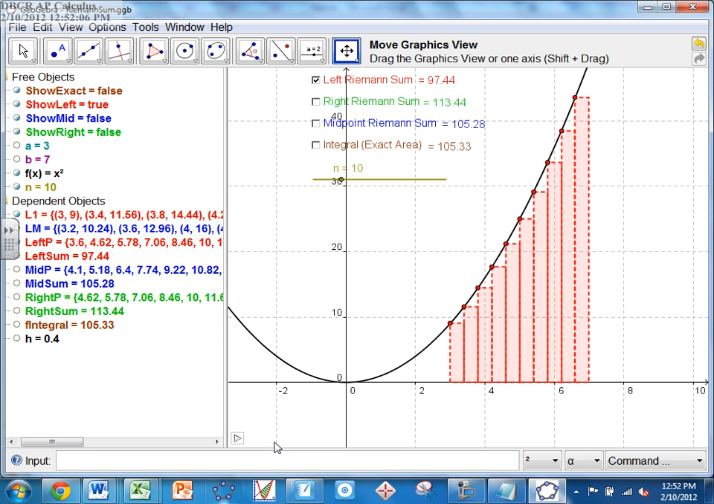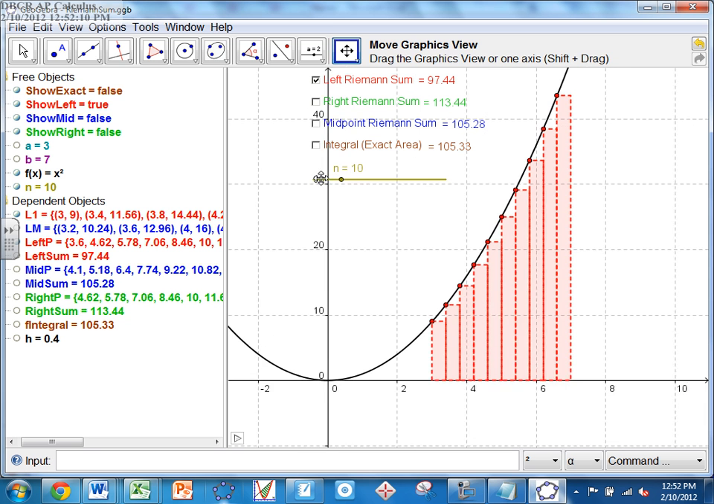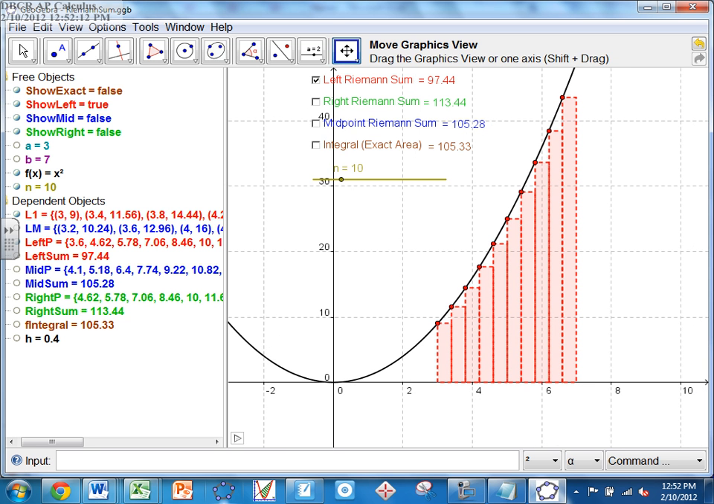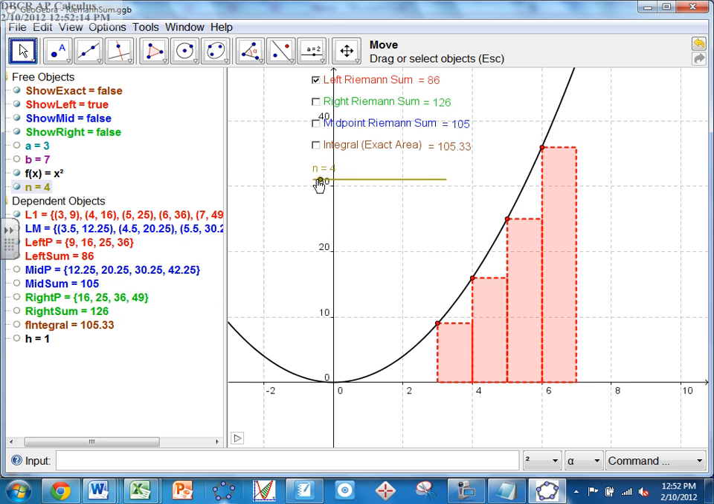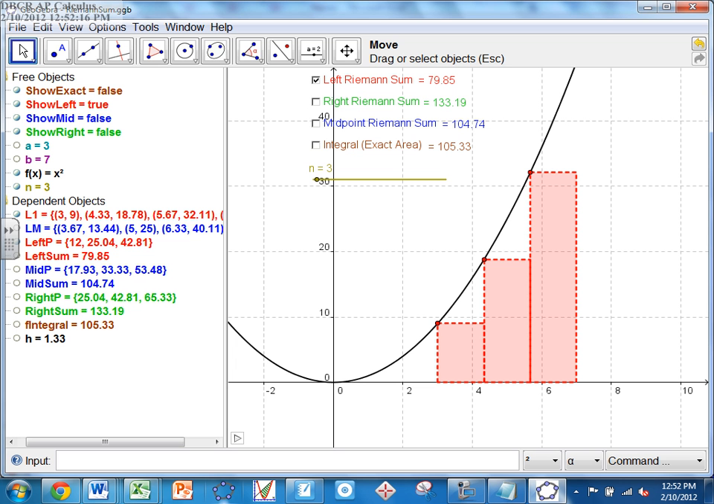Now, watch what happens. n is the number of rectangles. As n goes down, let's grab the pointer, you're going to see it gets less and less accurate. The exact integral is 105. What's our estimate? 79, right? So we're looking at about 80%, a little less.